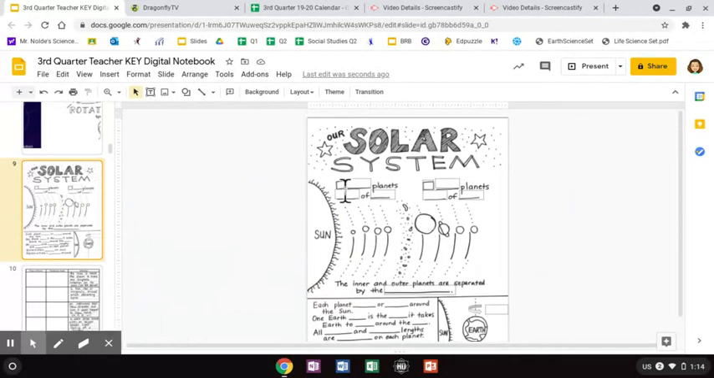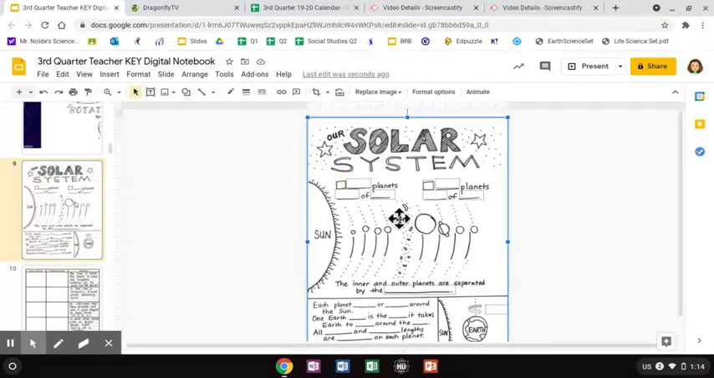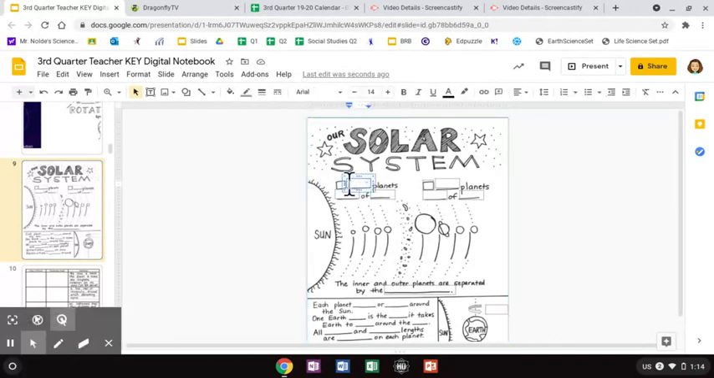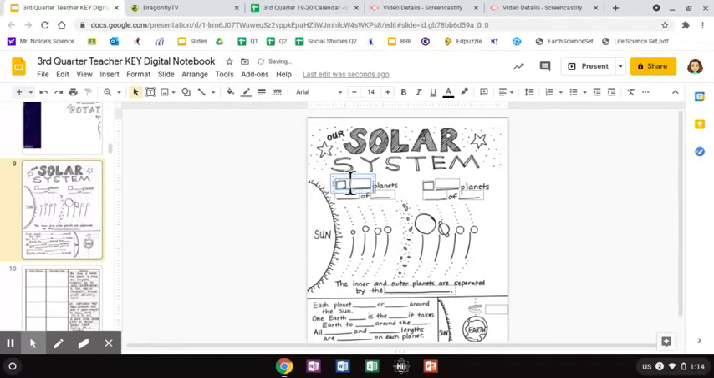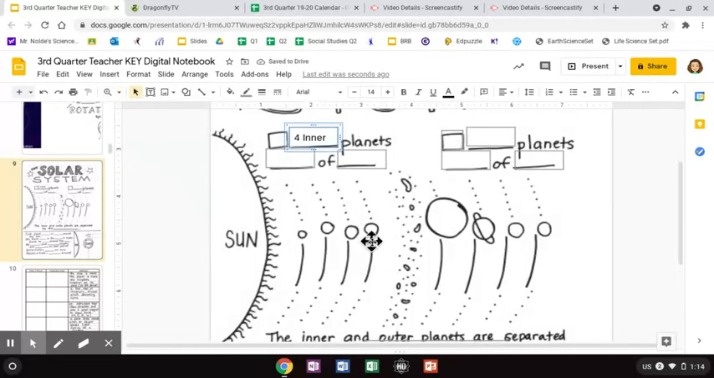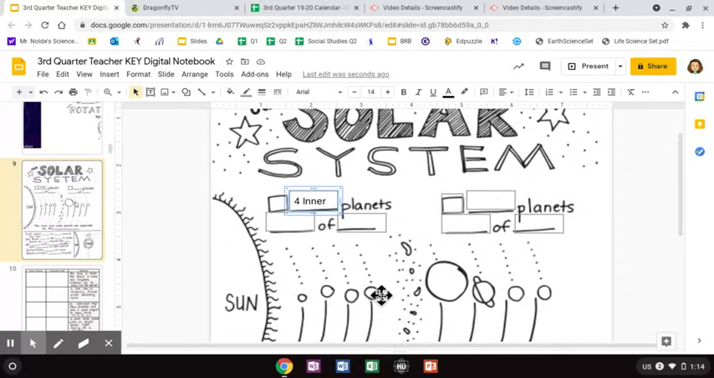Okay, so to review a little bit about our solar system, there are 4 planets. Okay, so we have 4 inner planets, and I'm going to zoom in here so y'all can see a little better. 1, 2, 3, 4. Then we have the asteroid belt separating them, and then we have 1, 2, 3, 4 outer planets. We call them the outer planets.